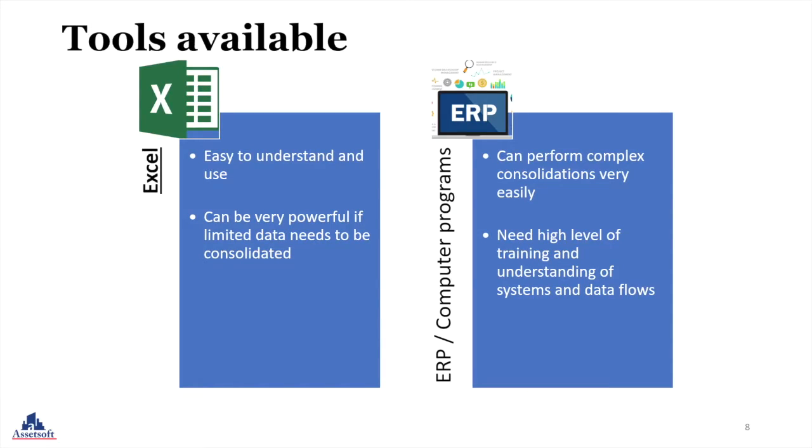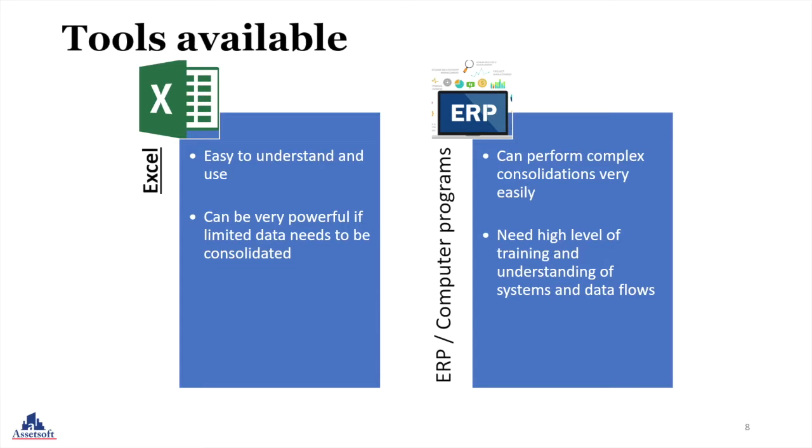To perform consolidations, various tools can be used by the accountants. However, the most commonly used tools are Excel and computer ERPs. Excel can be useful if the portfolio is small and the consolidations are not complex. Excels are very low-cost tools and are very easy to understand. However, as the portfolio size increases, Excels become complicated and more prone to errors.